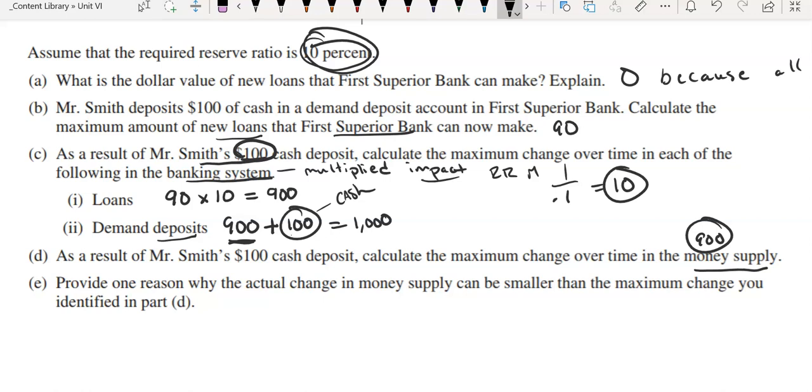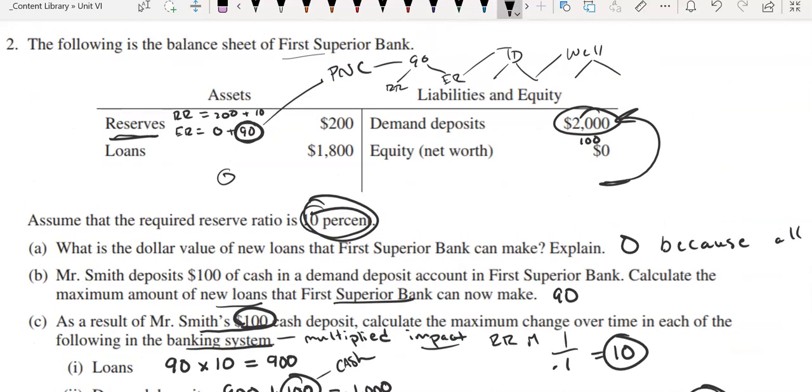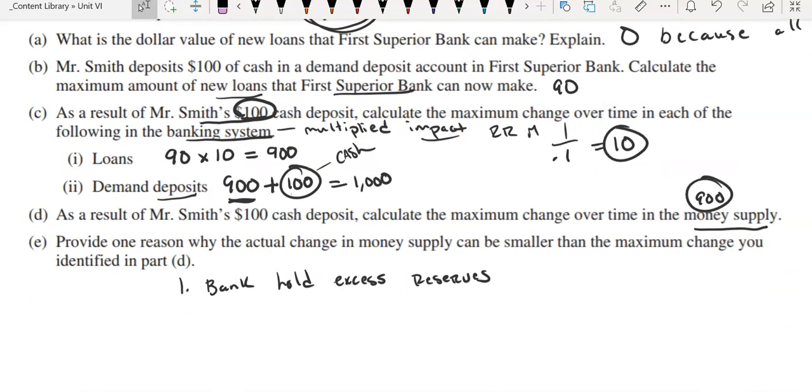So one reason would be banks don't have to loan it all out, they can hold their excess reserves, right? So in this example, the bank has $90 in excess reserves, but they don't have to loan it all out. They have an incentive to, but they don't have to, right? So they may only loan 70 of it out. Well, 70 times 10 is only going to create 700, so that's going to be a smaller change in the money supply, right? So that's one case.